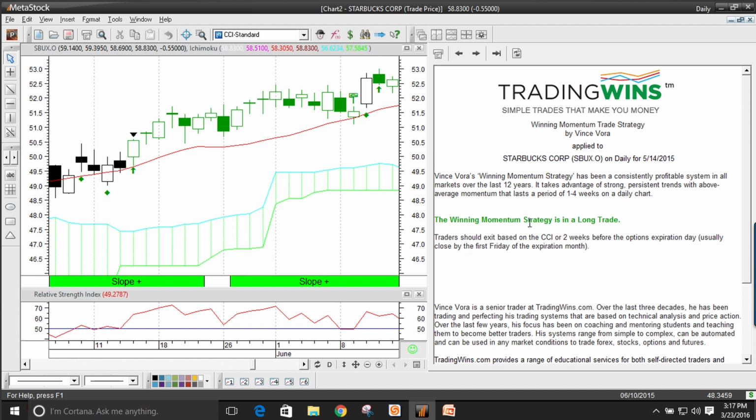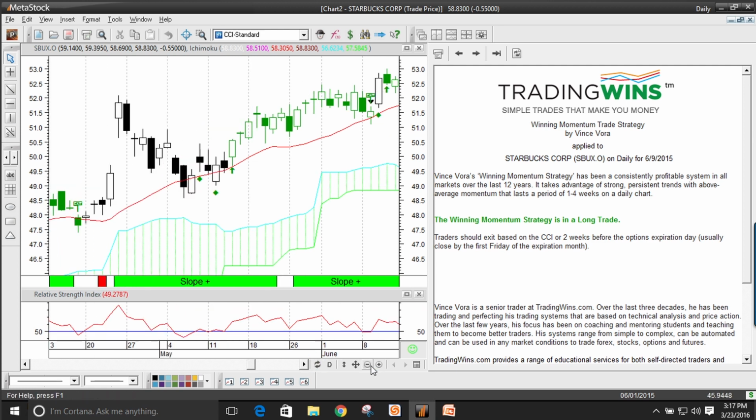The exit on this is based on a CCI or the expiration date. So if we come over here to the exit, it's because the CCI crossed over. The advice that it's going to give you at that point is to go ahead and get out of that long trade. Just love how simple this is. I love how well it's put together. And in this particular case, it was a very, very good winning trade on Starbucks.